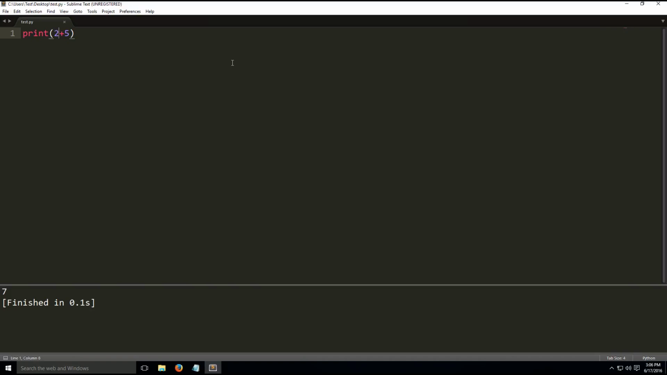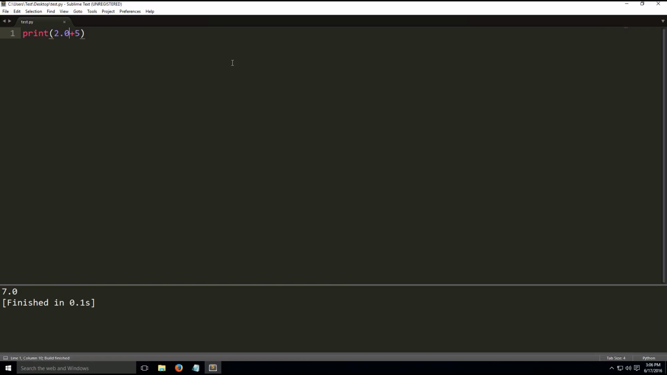But if we add, for example, 2.2, we'll get 7.2 from this, as you can see. So if there's even one floating point number in the operation, then the result will be a floating point. See, I added 2.0 here. The result now will be 7.0.